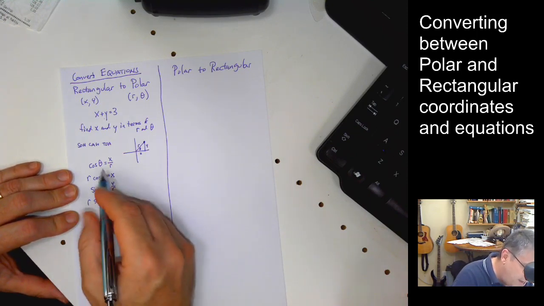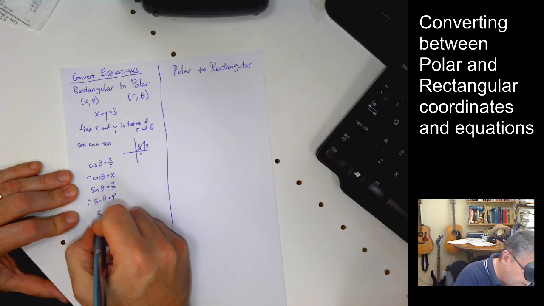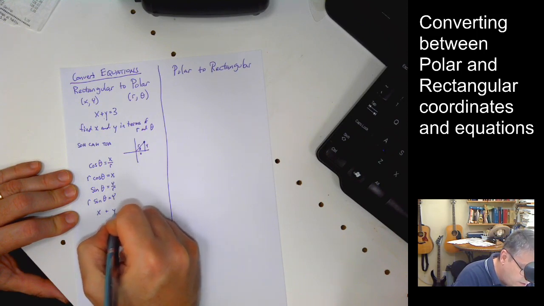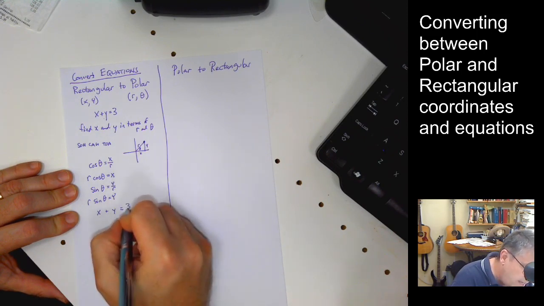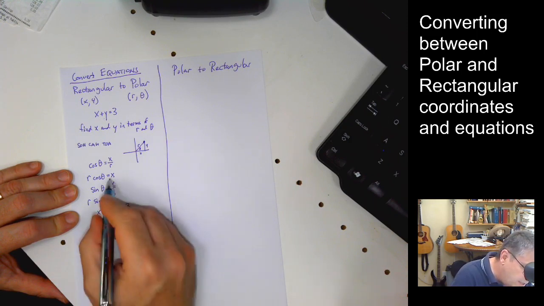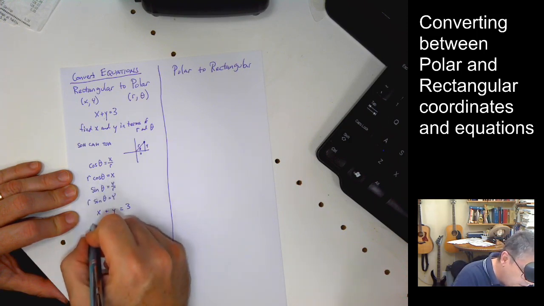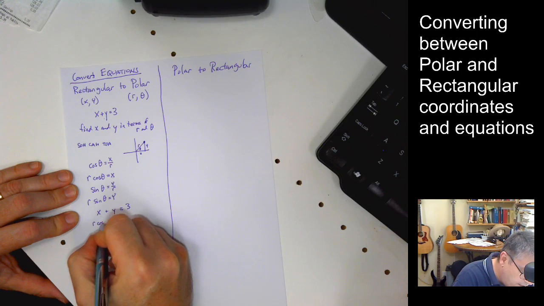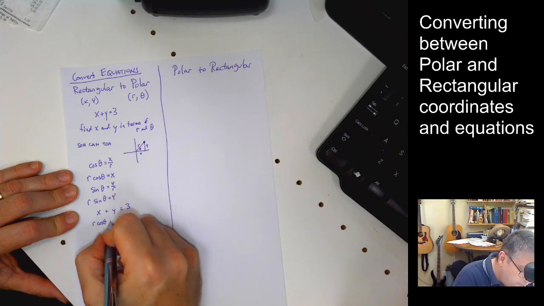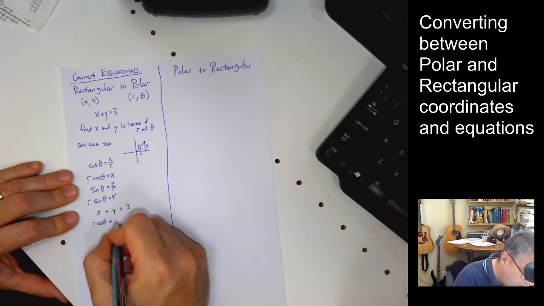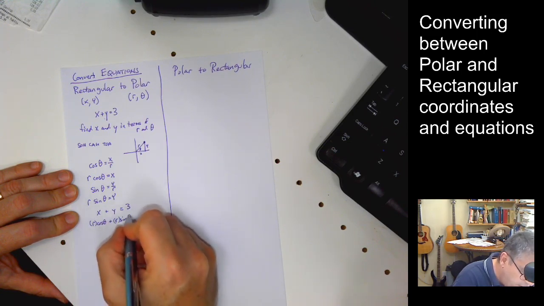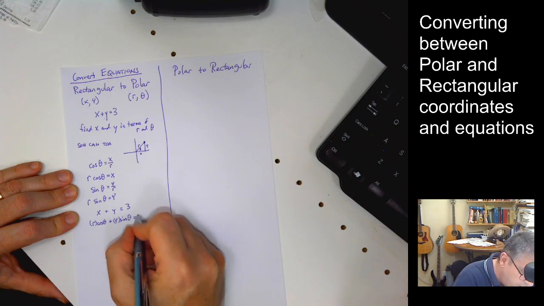Instead of x, here's our original equation, x + y = 3. We substitute x = r cosine theta, so we'll put r cosine theta there, plus y, and y equals r sine theta. Let's do this just to make that clear: r cosine theta + r sine theta = 3.